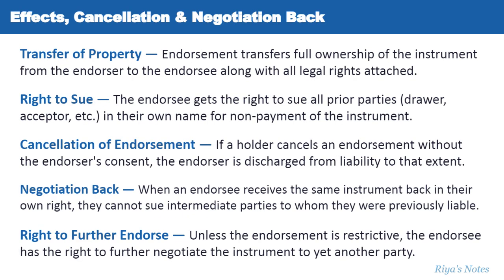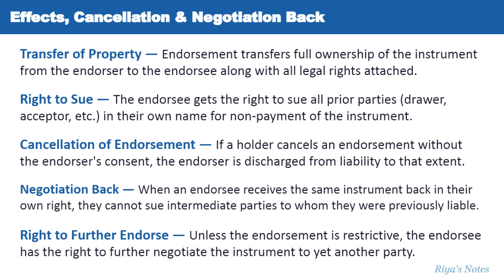Effects, cancellation, and negotiation back. Transfer of property. Endorsement transfers full ownership of the instrument from the endorser to the endorsee along with all legal rights attached. Right to sue. The endorsee gets the right to sue all prior parties, drawer, acceptor, etc., in their own name for non-payment of the instrument.